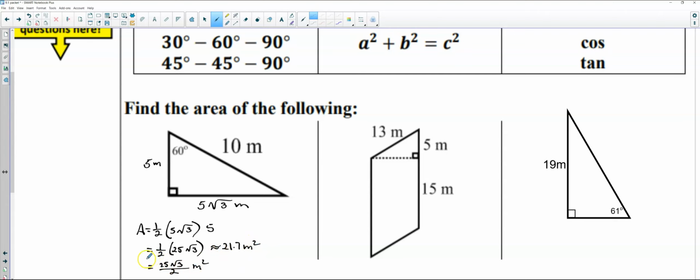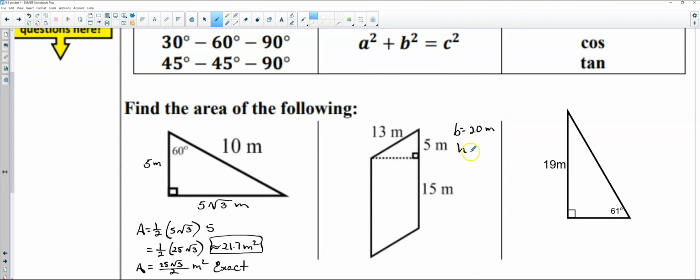Okay, so this is exact right here. That's the area. Or approximately right there. That's approximate. Okay, take a look at this one. In this one is 13. I know this is 5, this is 15, so I know the base. I could write the base right here would be 20 meters, right? 15 plus 5, so that's 20 meters.